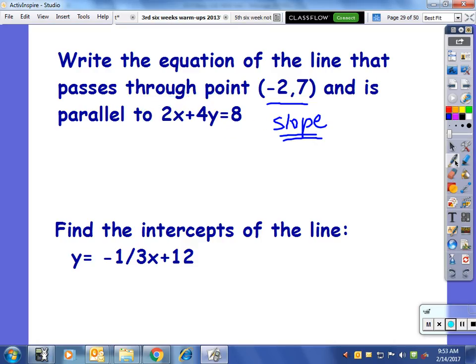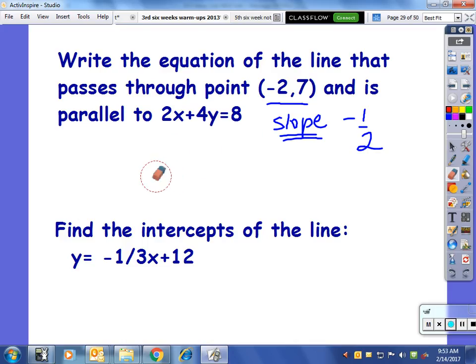I've got to modify it. Before I even can start the problem, I got to rearrange this stuff so I can tell what this slope is. That means the 2x has got to go to the other side with the 8. And then what? Divide everything by 4. And the only thing I care about is what is the slope? What is the slope? -1/2. So it took some work before I could really even start the problem.